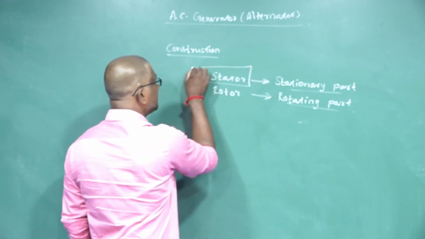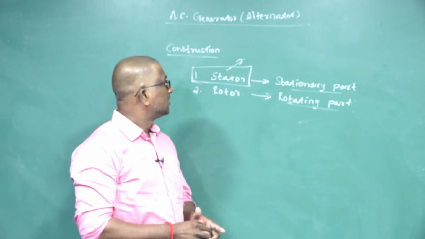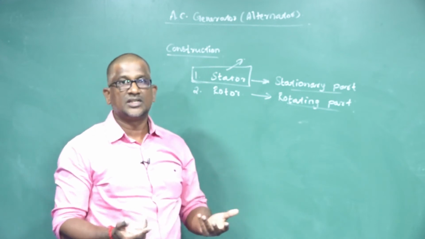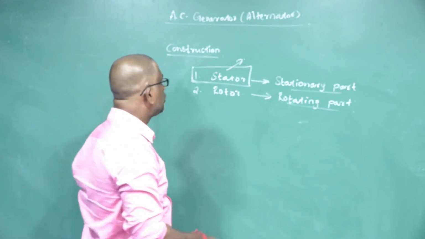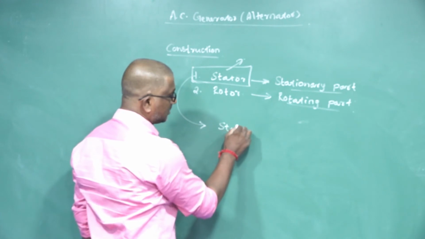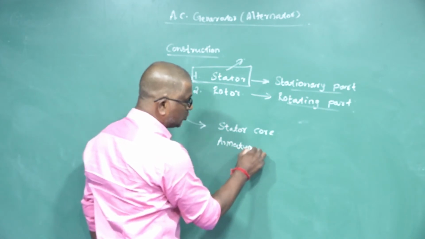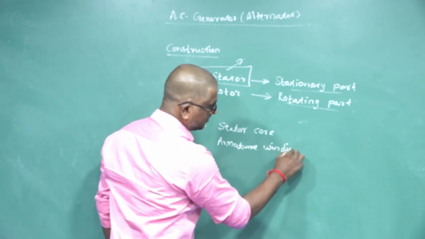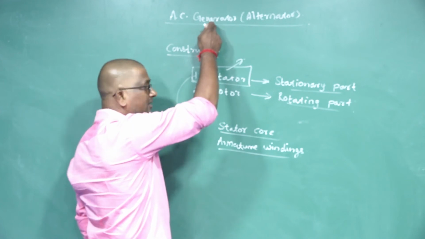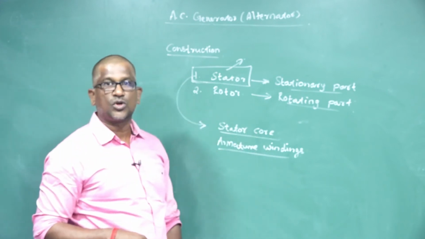Next we explain the stator. As already told, the stator is the stationary part of an AC generator. It consists of armature windings. There are two main components in the stator: one is the stator core and the second one is the armature winding.